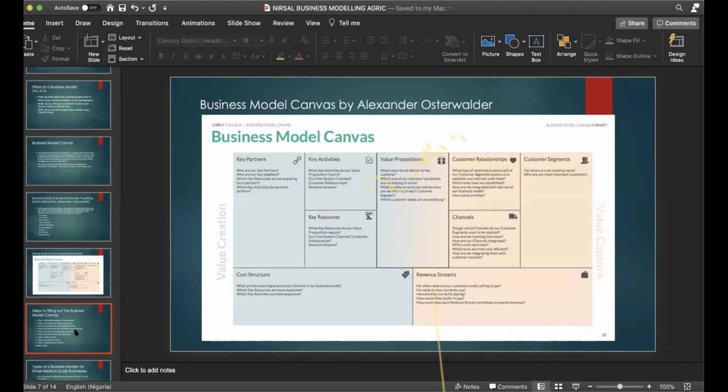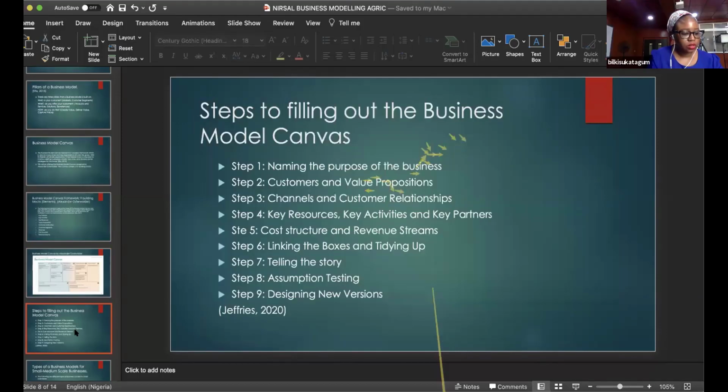The next thing I want us to go into is how you can fill out your business model canvas. There are different steps for you to start off if you want to actually set up your business model. The first step is naming the purpose of the business. When you start up your business plan, you have vision, mission, and objectives. Once you have that in mind, you have a goal: this is the product or service I intend to sell, this is the purpose I want, this is the goal I want to achieve. It helps you to fill out the rest of it.